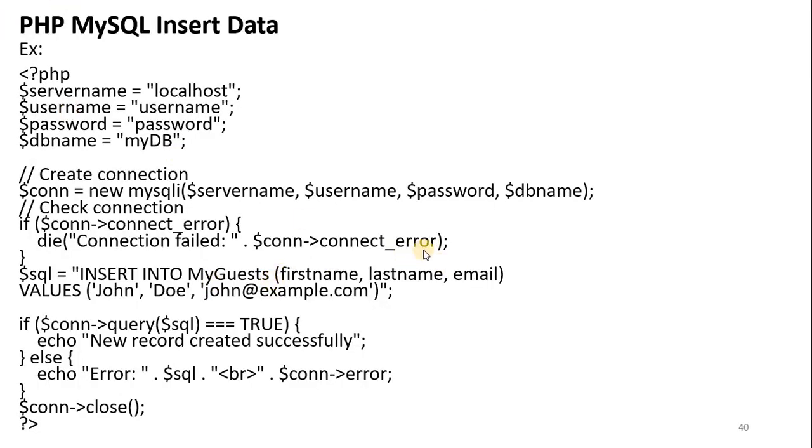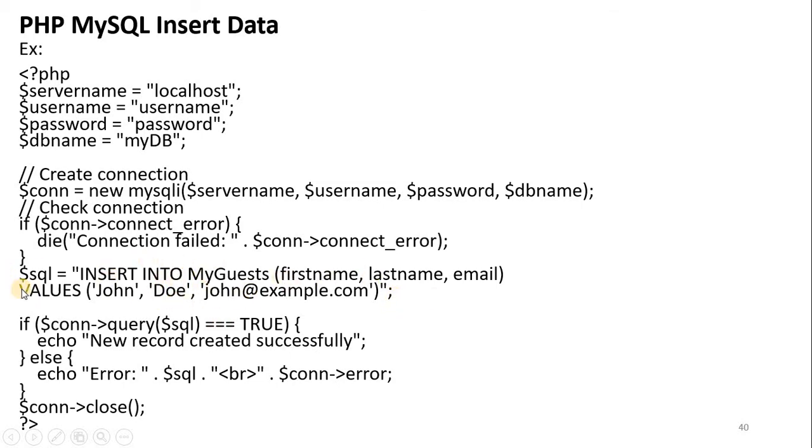So here, this is the MySQL insert data query. Insert into MyGuests first name, last name and email. In this MyGuests table I have three fields, that is first name, last name and email, and these are the values. Okay, so this is how you are going to insert the content.